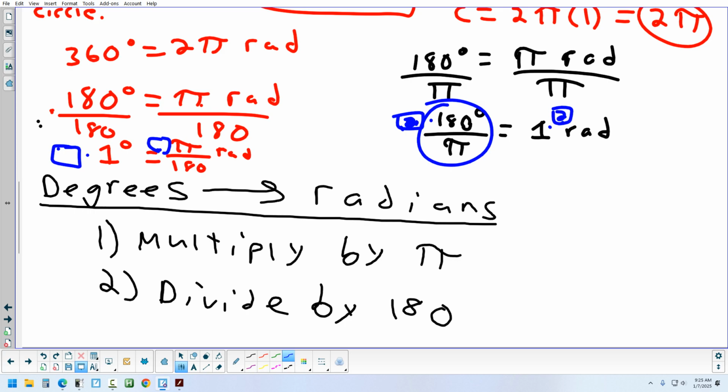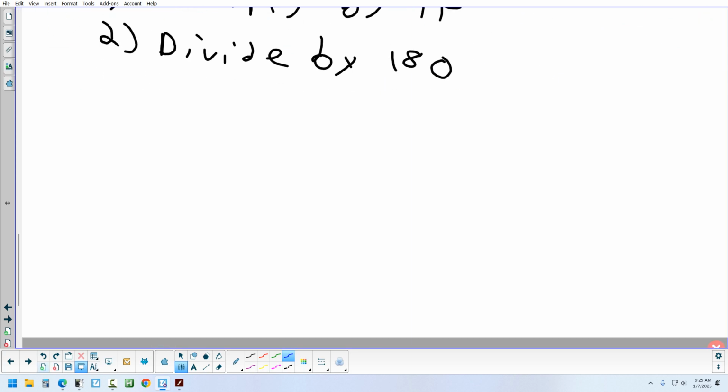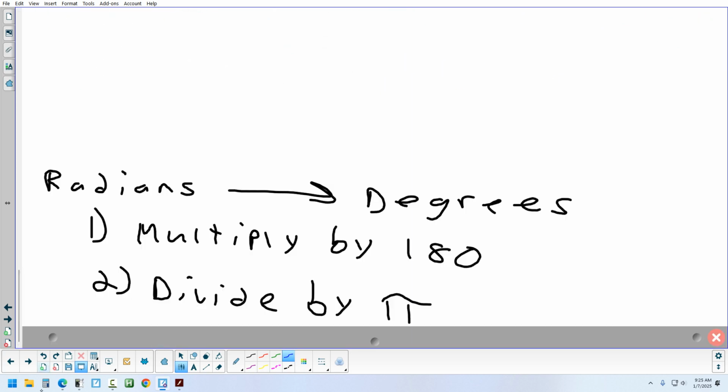Whatever number is in that box, you're multiplying it by 180, and then you're dividing it by pi. Those are the 2 steps to convert from a radian to a degree. You multiply by 180, divide by pi.